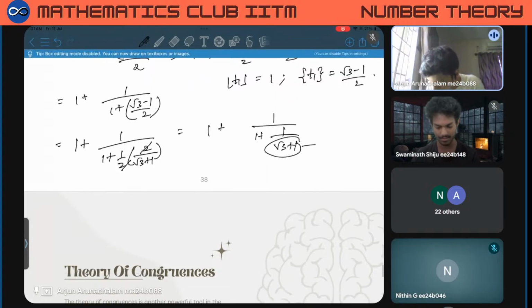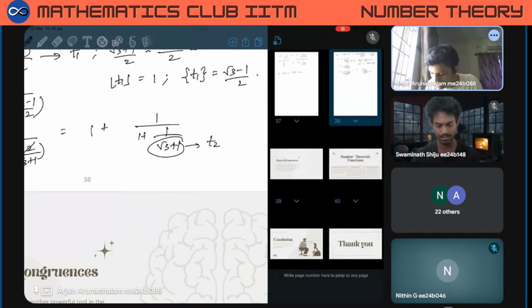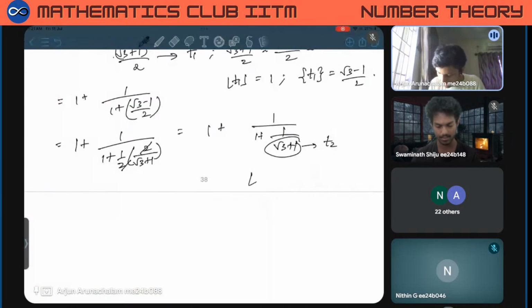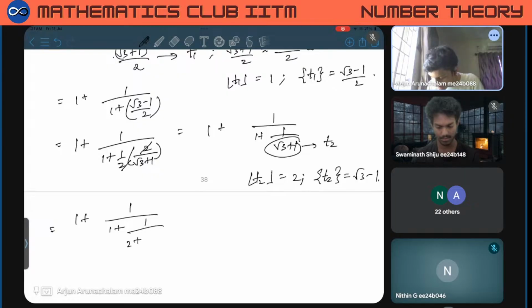So now just focus on this, since this is T2. So the greatest integer function of T2 is 2, and the fractional part is root 3 minus 1. So you get 1 plus 1 by 1 plus 1 by 2 plus root 3 minus 1. And again, do the same thing here: 1 plus 1 by 1 plus 1 by 2 plus 1 by root 3 plus 1. And here 2 will come.